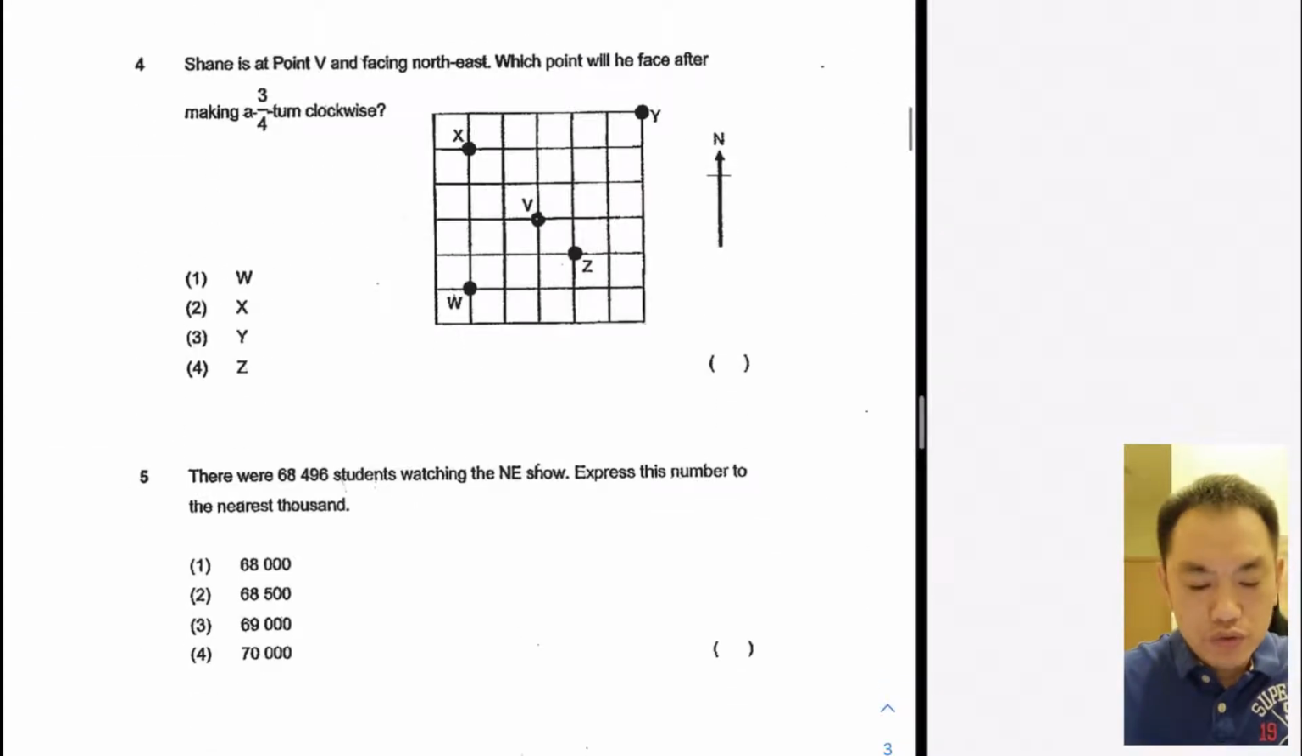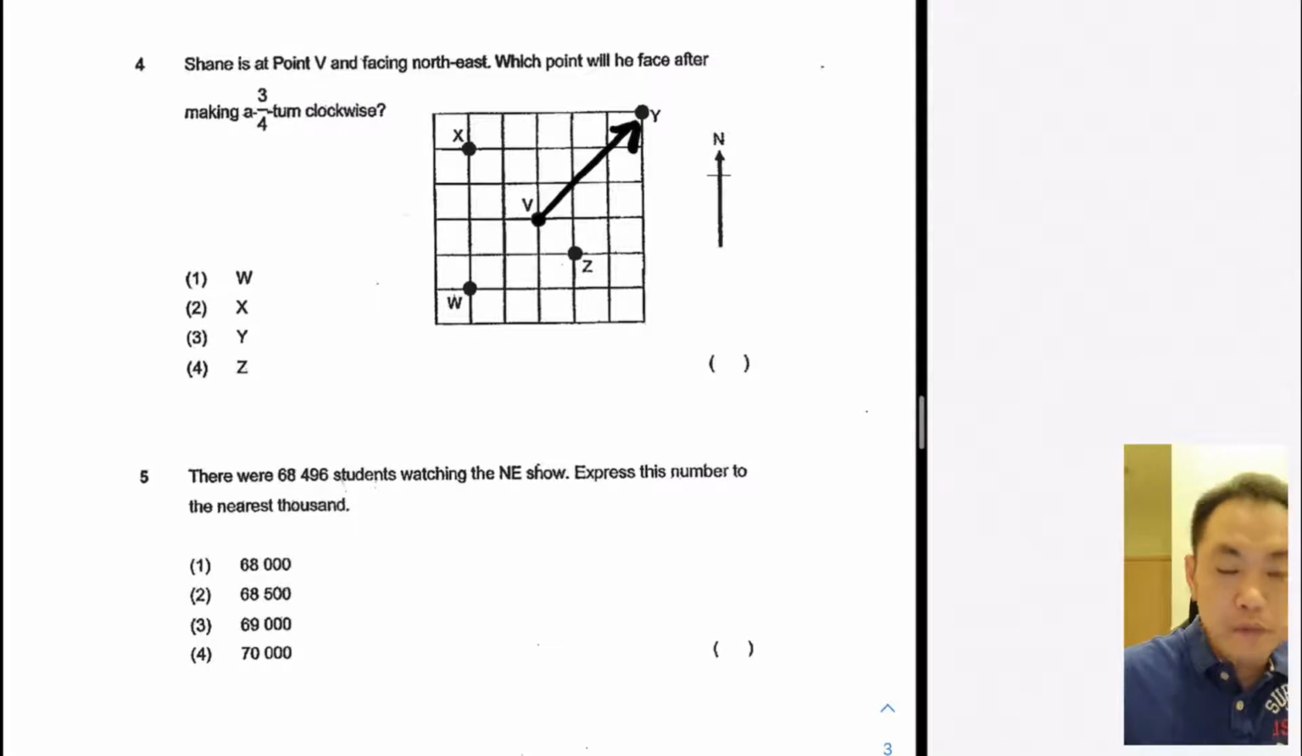Okay, let's move on to question 4. Shen is at point V and facing northeast. So at point V and then facing northeast. Okay, northeast means north is upwards and the east is to your right hand side. So northeast is facing towards the direction of Y. Which point would he face after making a 3 over 4 turn clockwise?